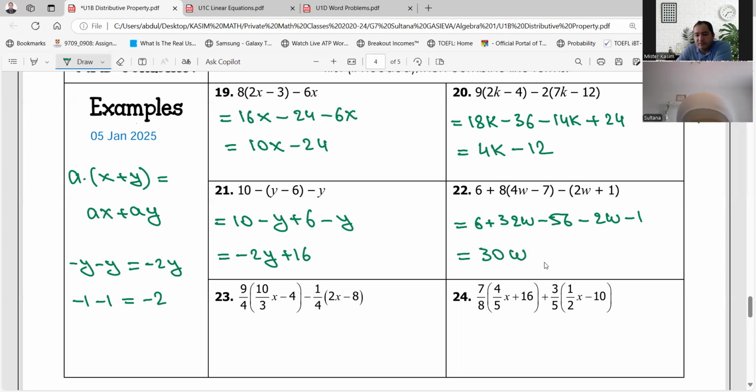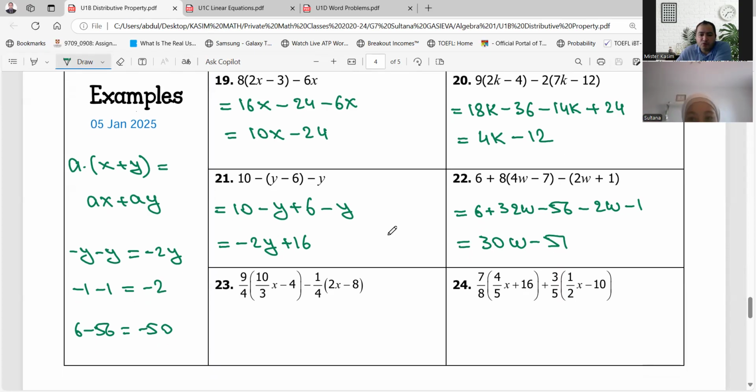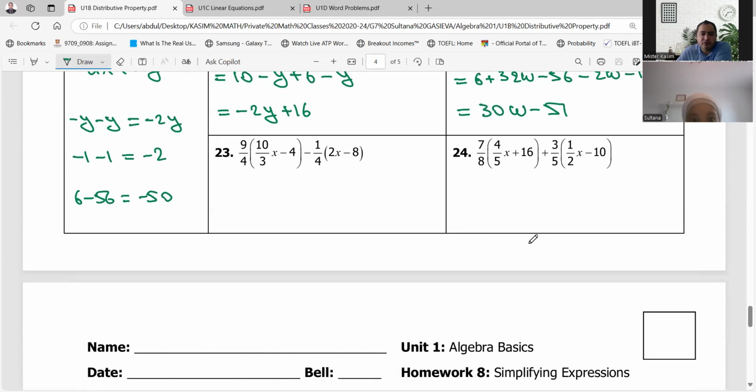And now simplify the numbers. What is 6 minus 56? -50. Now, what is -50 minus 1? Just -51. That's it. So we have simplified. Okay. Now, Sultana, write question 23 in your notebook and try to do this in your notebook. First, write 23.